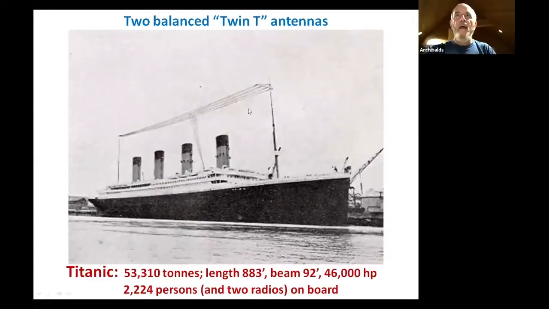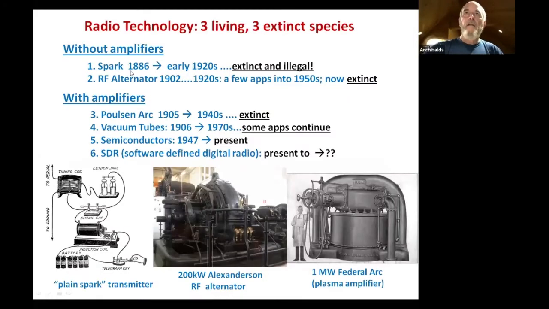You can see in the picture here, if I just go back, they called it a twin T antenna. And the two masts are 600 and some feet apart, but the antenna itself was just 450 feet long. Whoops, sorry. And this is the way it looked.